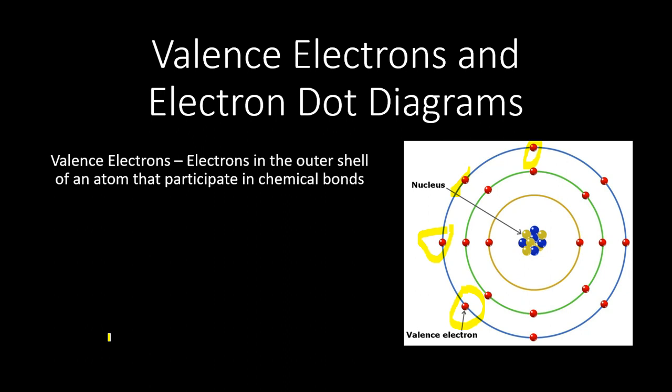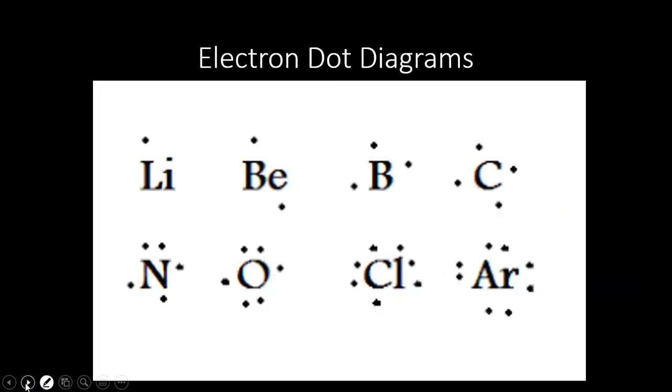So for today, we're talking about valence electrons and electron dot diagrams. So what's a valence electron? These are the electrons that are in the outer energy shells of an atom, and they participate in chemical bonds. So the valence electrons are super important because they help determine what type of bonds will form and what atoms will bond with what other elements, basically. So valence electrons are kind of the foundation of chemistry, if you think about it, because chemistry is just reactions, and the valence electrons are what make those reactions happen.